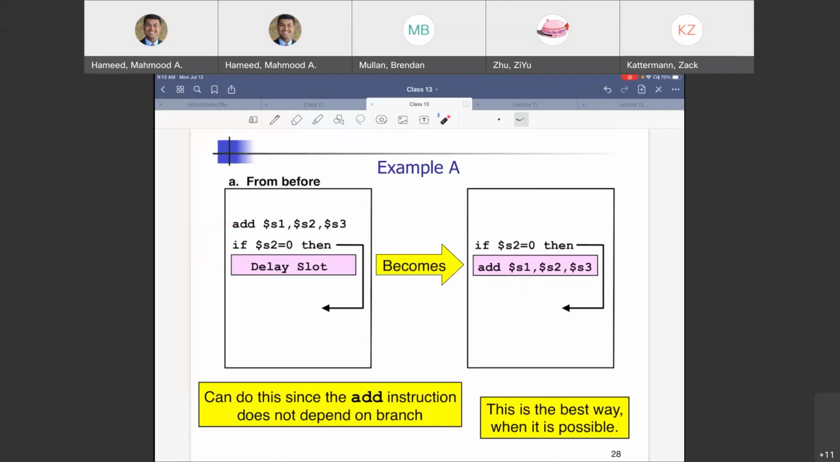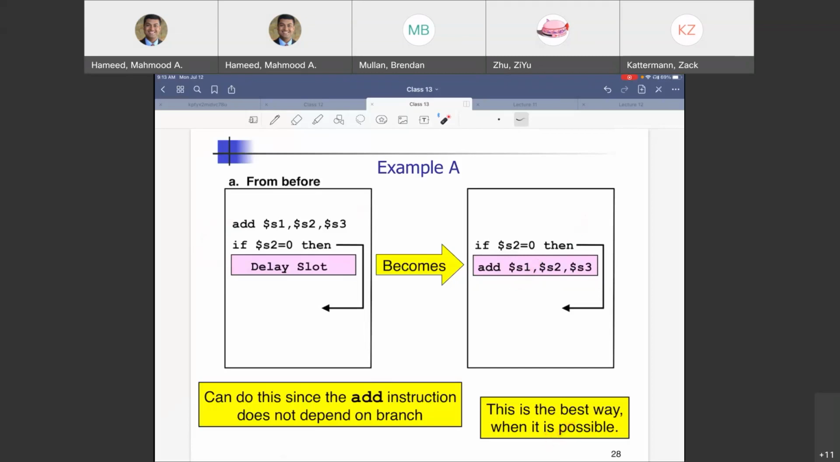This becomes that, right? Now you know that the branch is going to be evaluated. The next instruction is going to already enter into the pipeline. But because this is independent of S2, well, you're checking over here if S2 equals 0 or not. But for this one, you don't care, right? You're taking S2 and S3, adding them and putting the result in S1. There's no relevance over there. You can actually completely work on this instruction. You don't need to lose it. You don't need to flush it. So that's one example. This is the best way when it is possible.